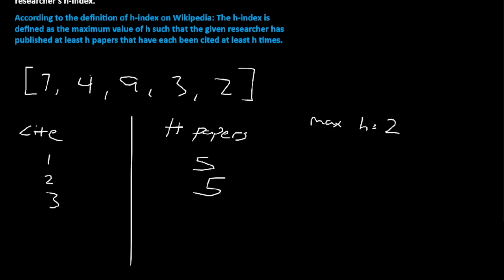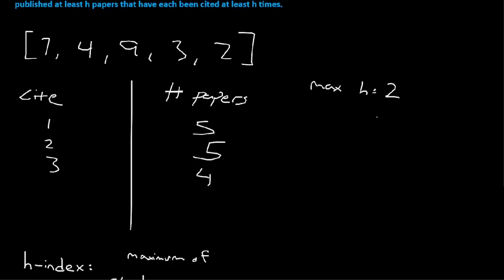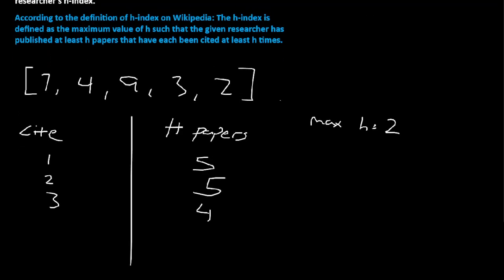Let's try 3. We have 1, 2, 3, 4 papers. This does satisfy this statement down here, so it is valid and possibly our H value. So 3 is our new max, and we keep going until we get to the very end.